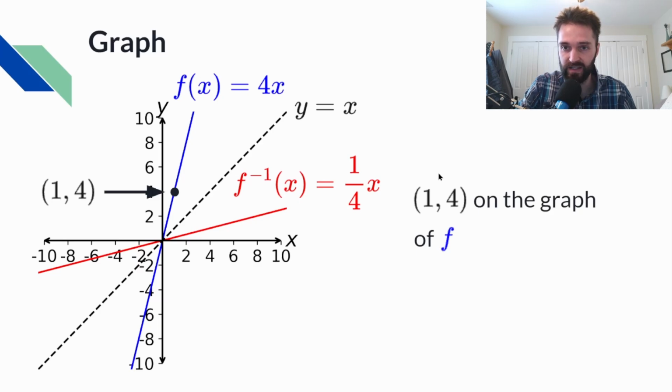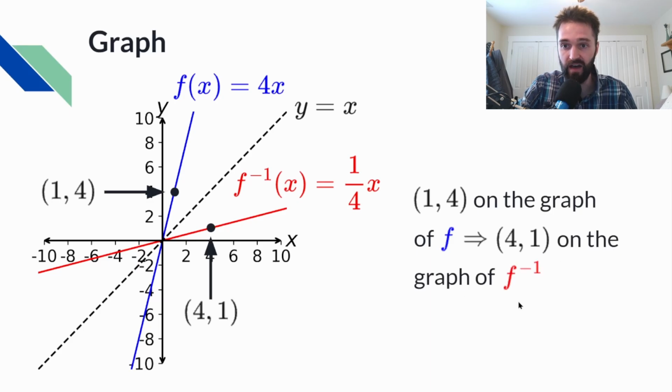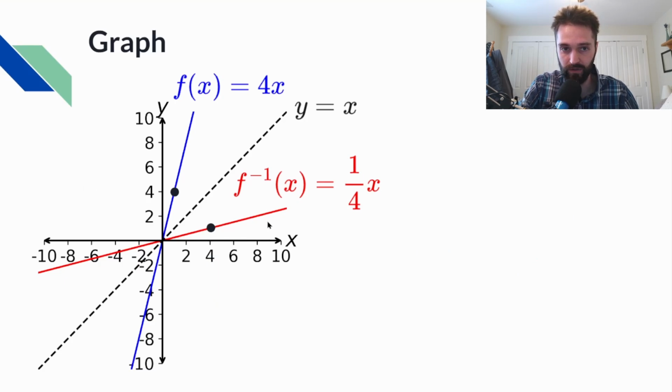And that implies that the point 4, 1 is on the graph of f inverse. Okay, here it is. So if I have a point x, y on the blue line, if I have a point x, y on the graph of the function f, then the point y, x is going to be on the graph of the inverse. All right? Let's see a few more examples.